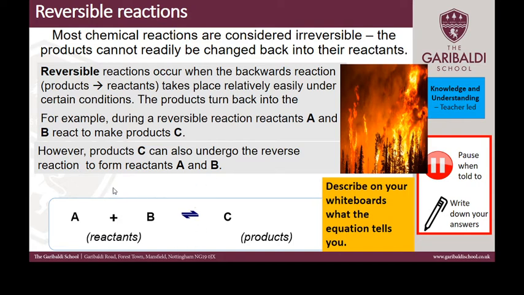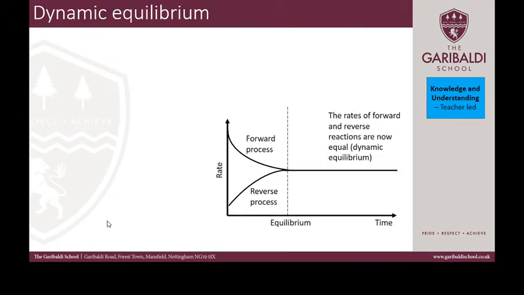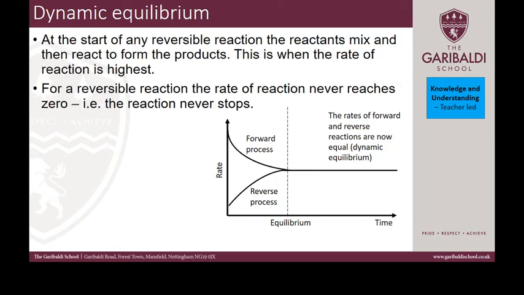So an example, if you want to explain this equation, during a reversible reaction, reactants A and B react, forward arrow, to make C, which are the products. However, the products C can also undergo the reverse reaction. You can see the arrow going back, pointing back to the reactants, to form reactants A and B. So dynamic equilibrium. We did a little bit about this before. Let's just go over it again.